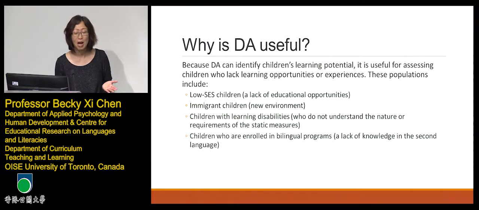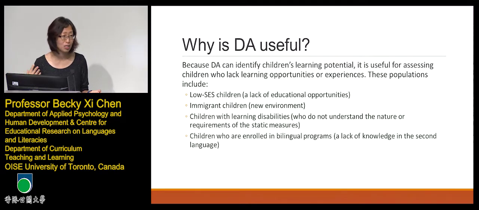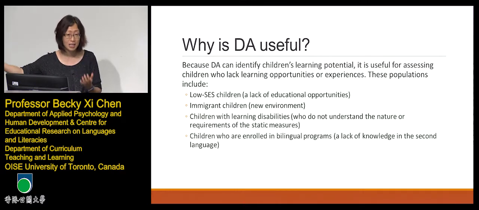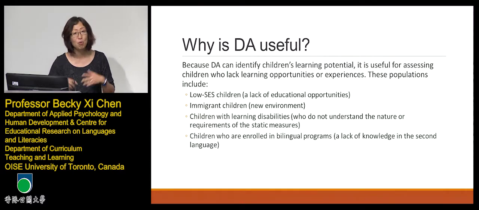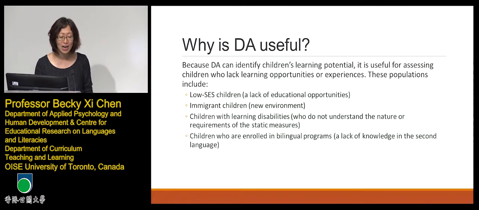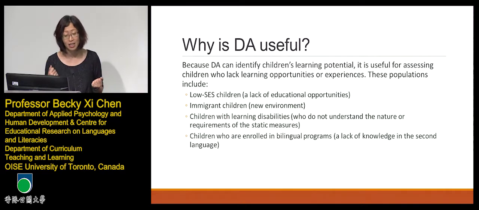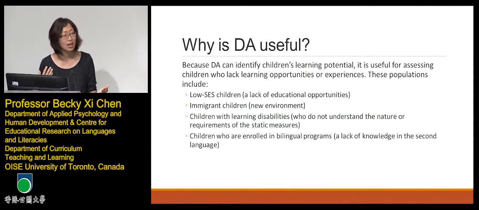So the typical practice is to wait for 3 or 4 years until they gain proficiency in French before you can assess them for learning disabilities or reading disabilities. But the wait time is too long. By that time, it's too late to provide intervention for children with disabilities. So the idea here is you can use dynamic assessment to assess those children. It's not about how much they know in French already, it's about how quickly they can learn French.